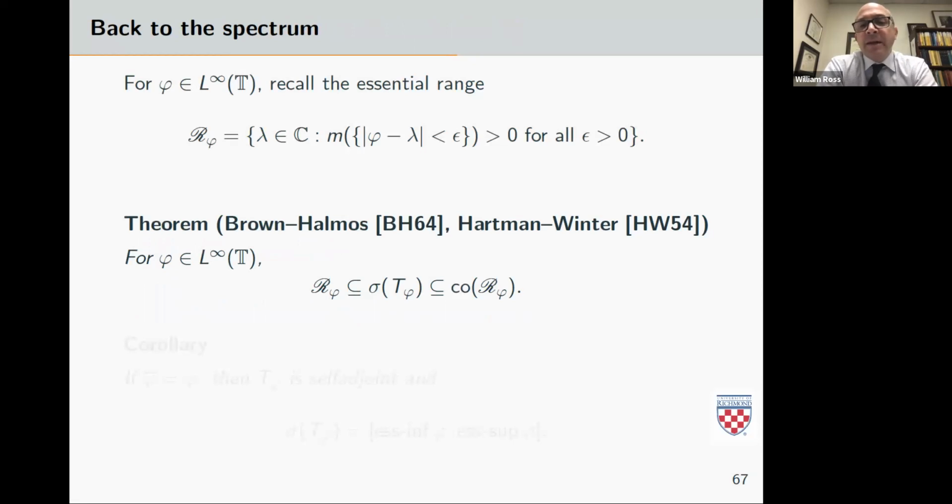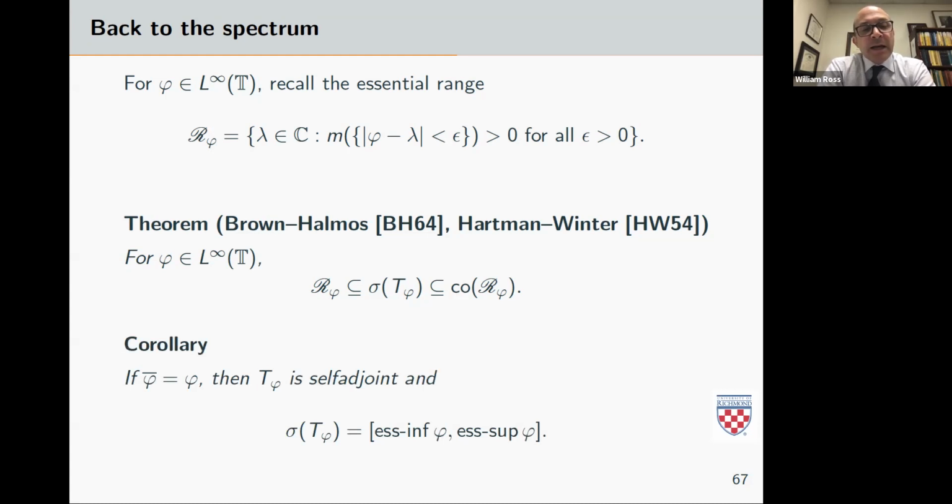Brown-Halmos and then Hartman and Wintner have different versions of this. So you're combining them all, and we don't know the spectrum all the time. Well, we have results, but a most general result is that the spectrum contains the essential range and is contained in the closed convex hull of the essential range. If you're self-adjoint, you actually get that the spectrum is an interval, right? And by the way, the spectrum is always a connected set.